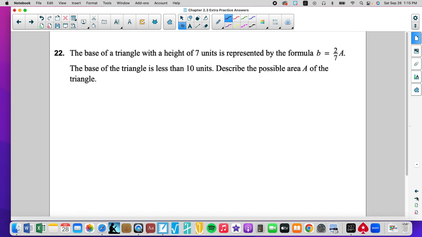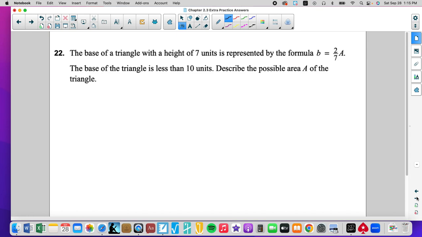All right, last one. The base of a triangle with a height of 7 units is represented by the formula B equals 2/7 A. The base of the triangle is less than 10 units. Describe the possible area A of the triangle.